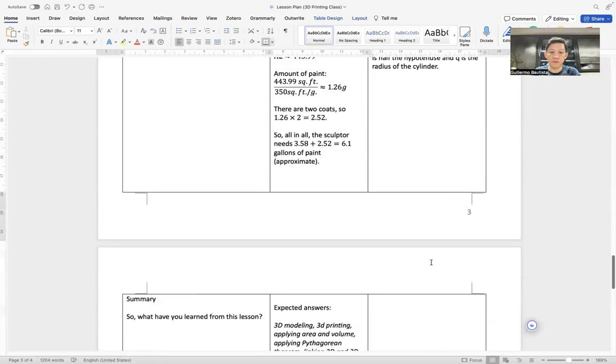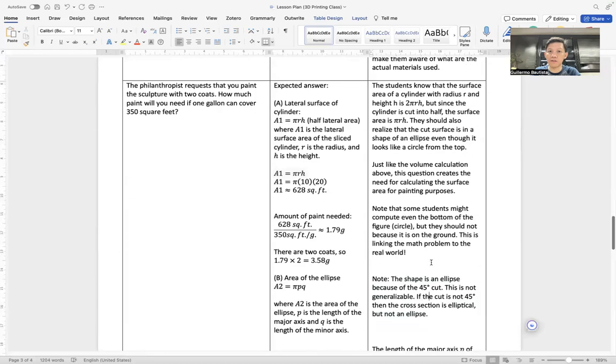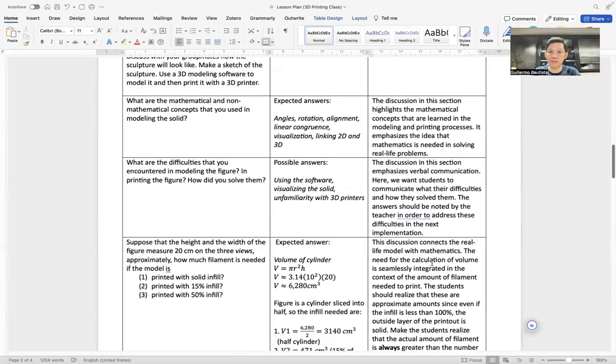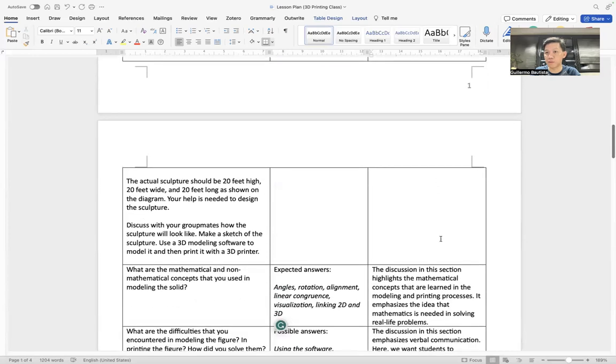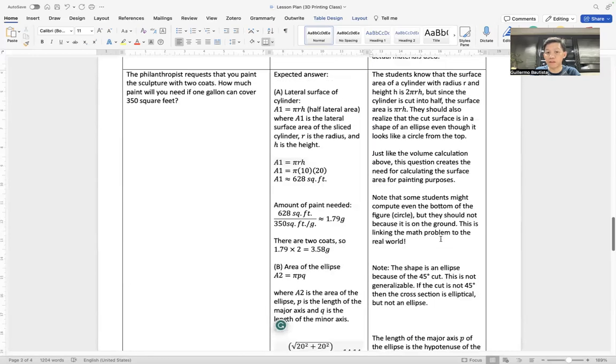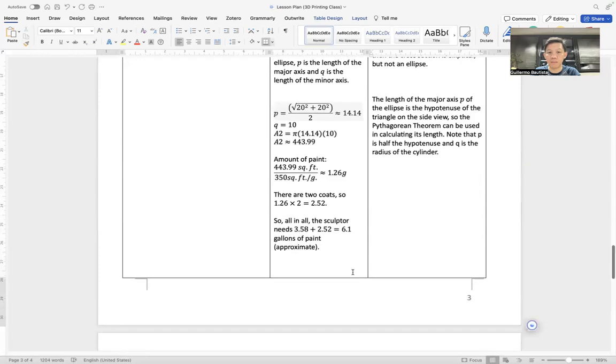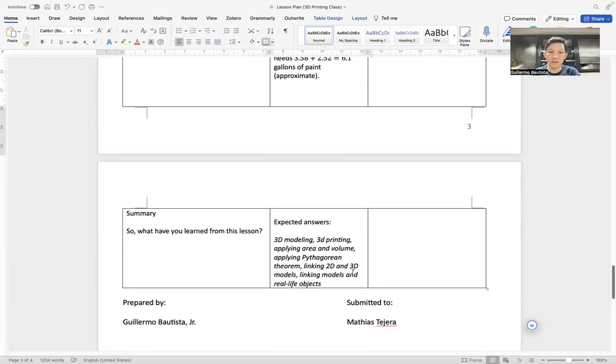Okay. So another possible misconception of the students is that they might also calculate the surface area of the bottom, but of course they don't need to calculate it because it's on the ground. So they don't have to paint it. That's why this is the only amount of paint needed. Okay, so we can ask the students after what they have learned. So they learned 3D modeling, 3D printing, applying the area and volume, applying the Pythagorean theorem, linking 2D and 3D models, and linking models and real life.